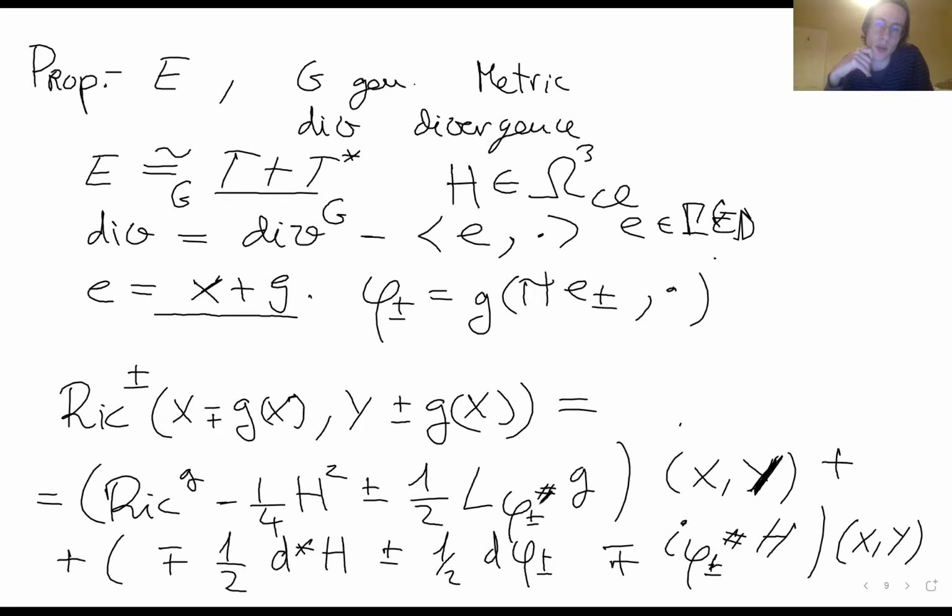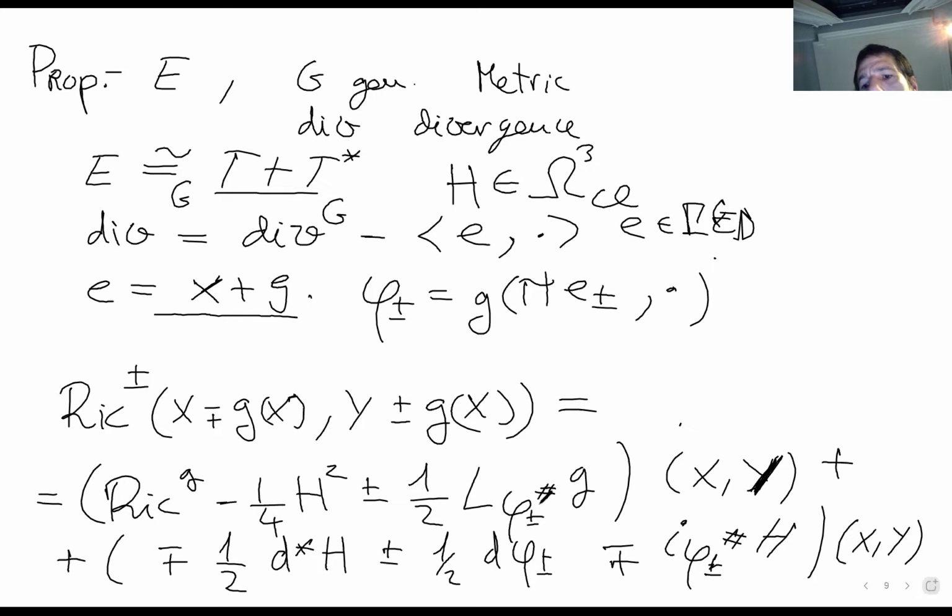Is the divergence always going to be the divergence of G minus the inner product with an element of E? Yeah. This is just because of the Leibniz rule. Divergence operators are modeled on sections of E. Yeah, so this is true. It's an affine space. The space of divergences is an affine space modeled on sections of it. So it's always of that form.